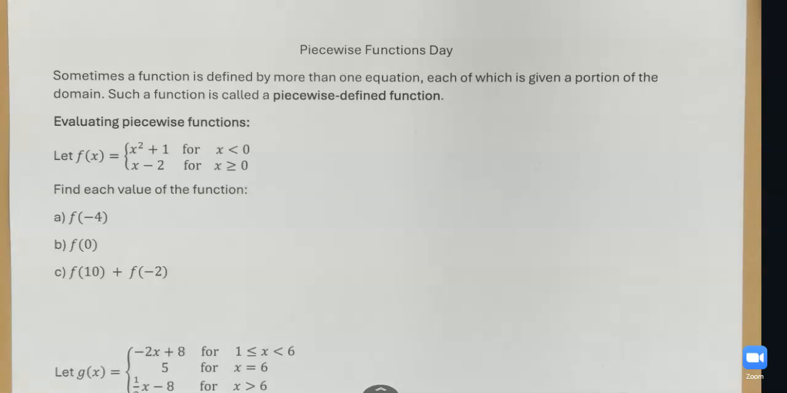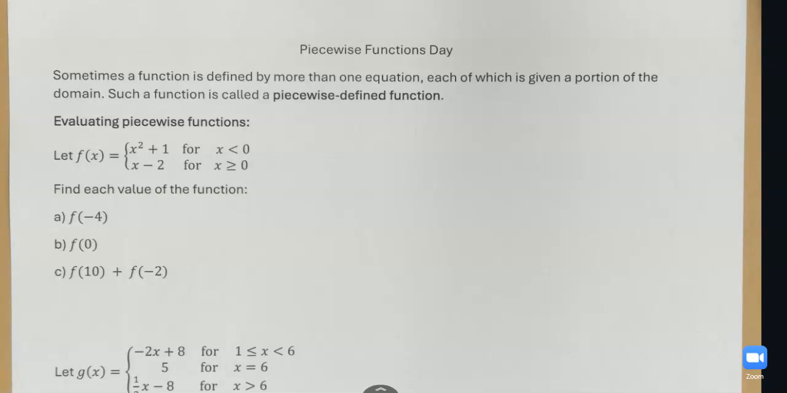Right, today we are going to be talking about piecewise functions. So a piecewise function is a function where we have more than one equation and they're each given a portion of the domain. So first we are going to be evaluating piecewise functions algebraically.